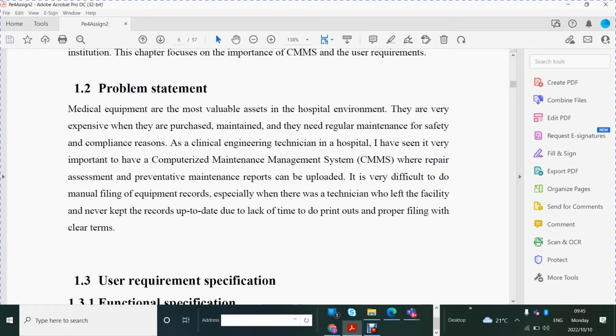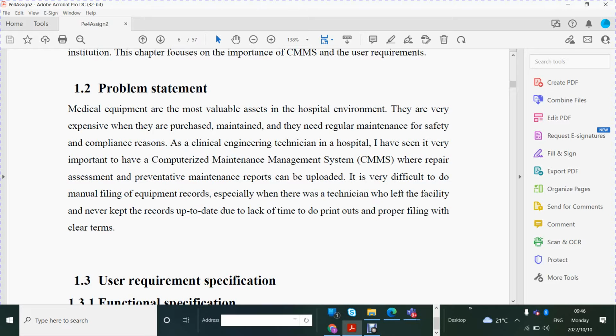So, your problem statement here says medical equipment are the most valuable assets to the hospital environment. They are very expensive when they are purchased, maintained, and they need regular maintenance for safety and compliance reasons. As a clinical engineering technician in a hospital, I have seen it very important to have a computerized maintenance management system where repair assets and preventive maintenance reports can be uploaded. It is very difficult to do manual filing of equipment records, especially when there was a technician who left the facility and never kept the record up to date due to lack of time to print out and properly file.